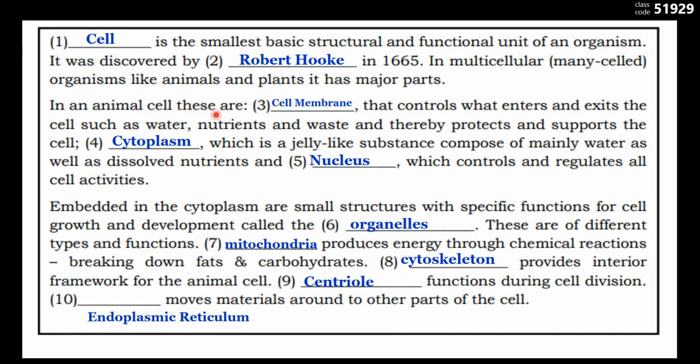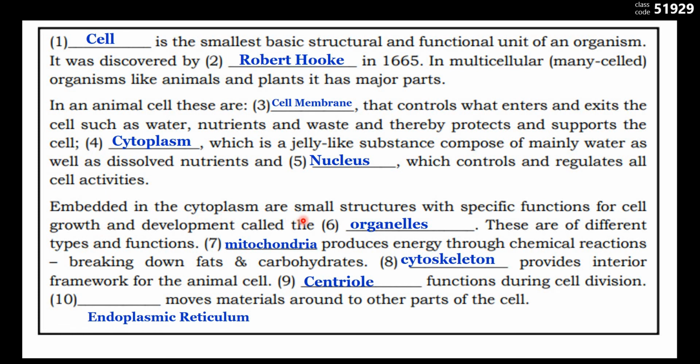In an animal cell, there are cell membrane, for number 3, that controls what enters and exits the cell, such as water, nutrients, and waste, and thereby protects and supports the cell. Number 4 is the cytoplasm, which is a jelly-like substance composed of mainly water as well as dissolved nutrients. And number 5, nucleus, which controls and regulates all cell activities.